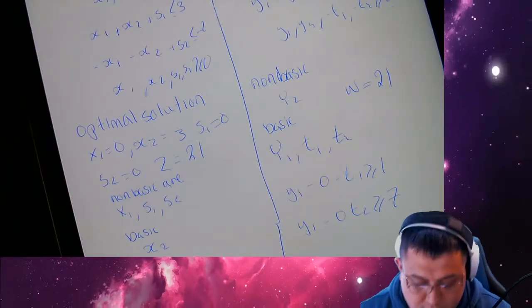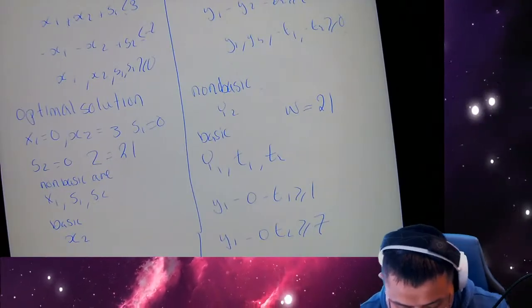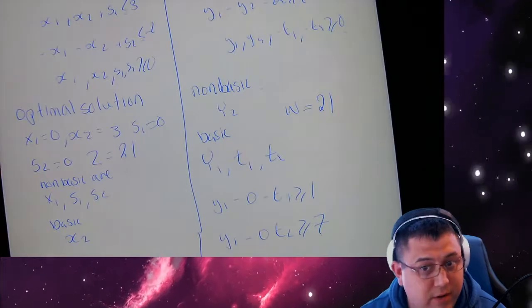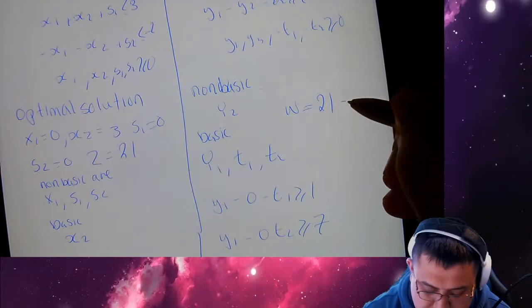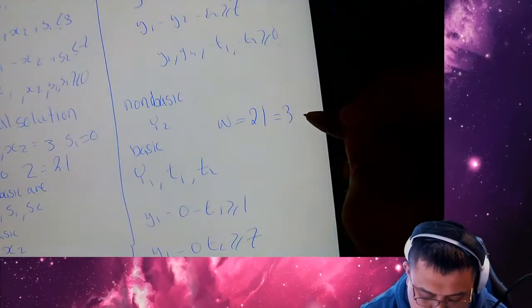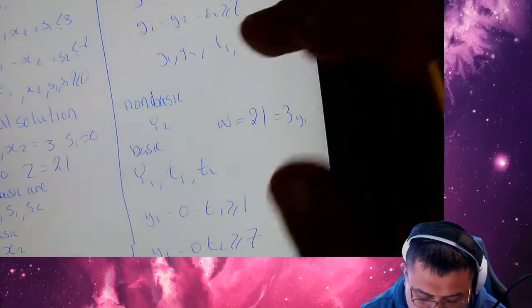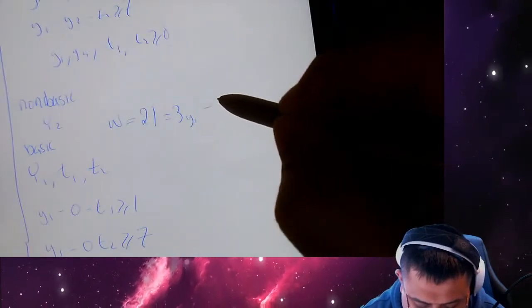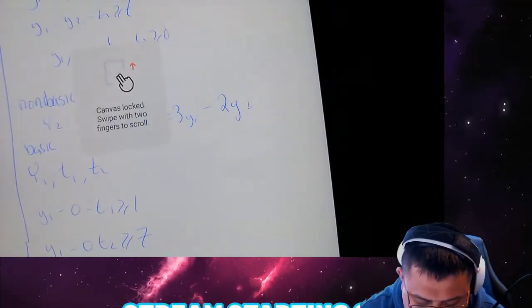using the complementary slackness conditions and the optimal solution to the primal, you can now solve this. We actually solve this, and when I say this is equal to 21, we actually know that this is equal to 3y1 minus 2y2.